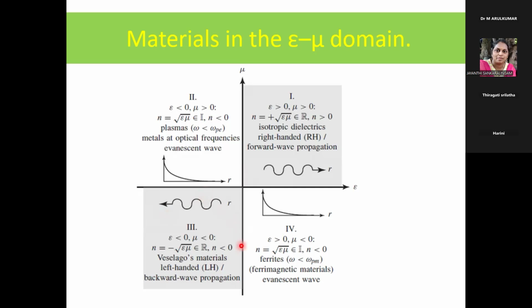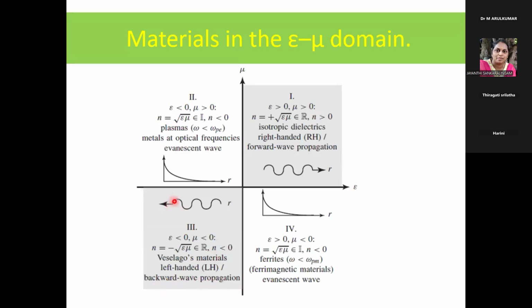So if you can get epsilon negative and mu negative, what is going to happen? These materials are called the double negative materials, where both values mu and epsilon are less than 0, okay? And refractive index is also going to be negative. These are called Veselago materials, after the scientist, and they are called the left-hand materials, and they have the backward wave propagation.